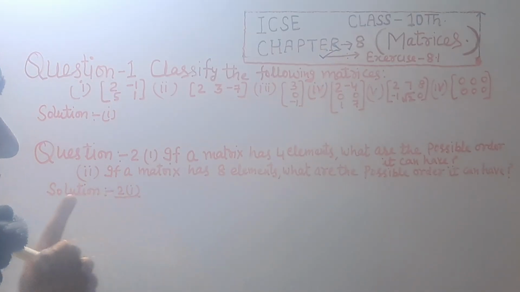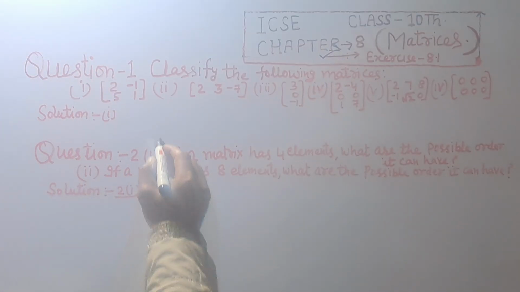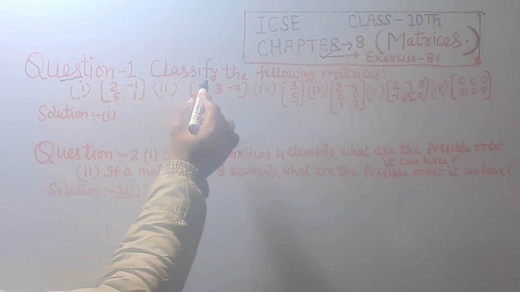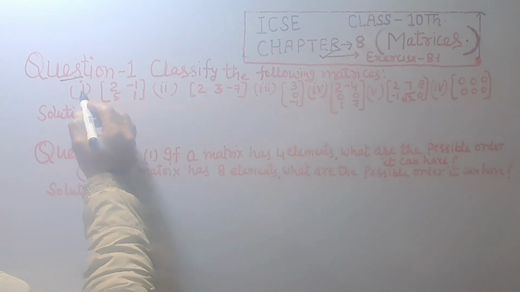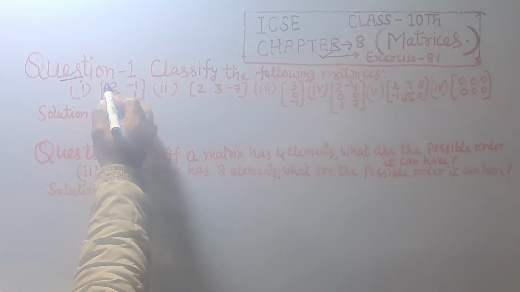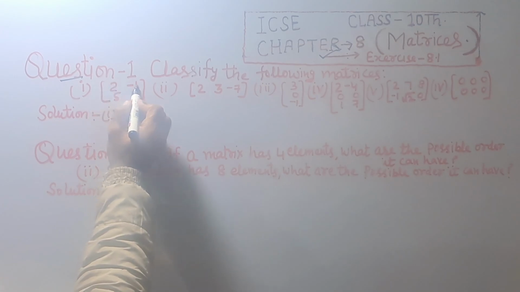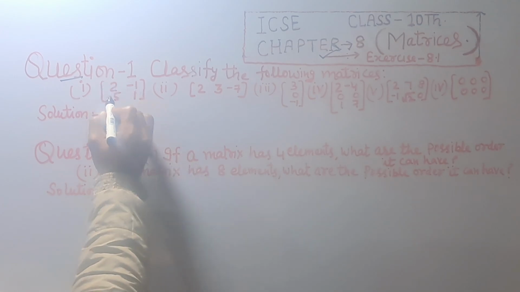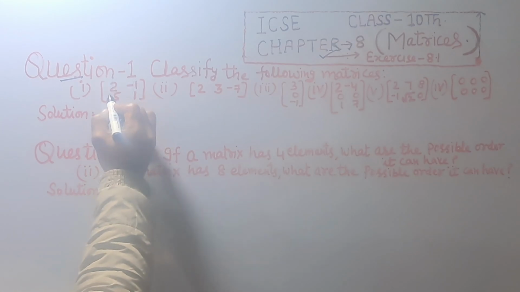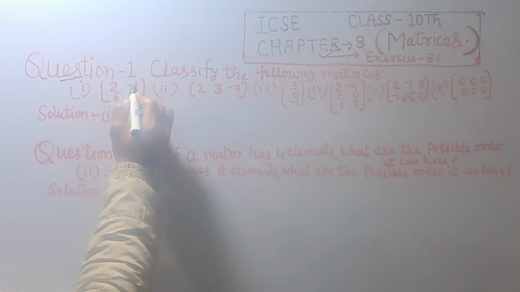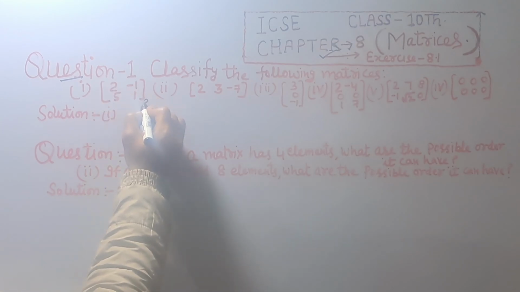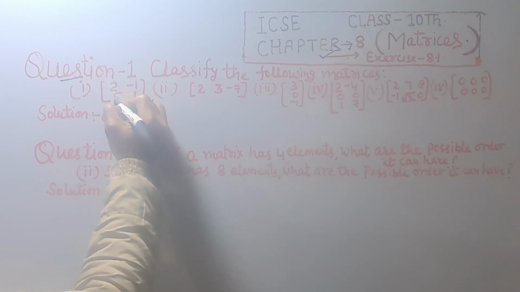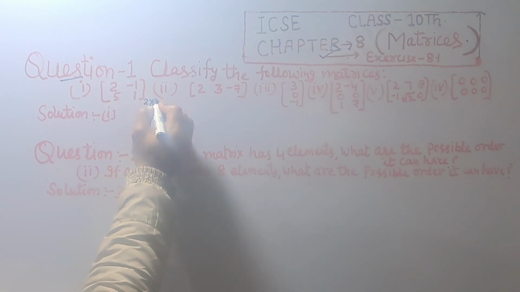Chapter number 8, Matrices. Exercise 8.1. Question number first. Classify the following matrices. First part: 2, minus 1, 5 and 1. Its row and its column. First row, second row. 2 into first column, second column. That is 2.